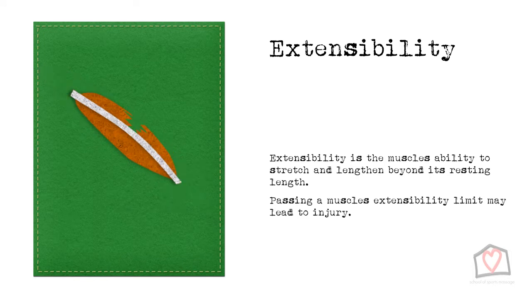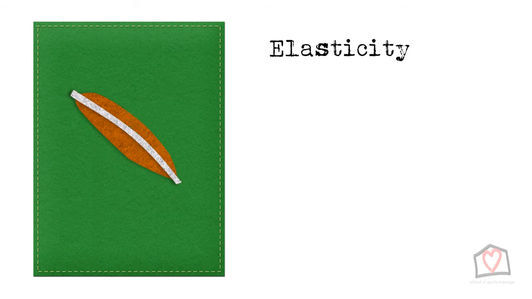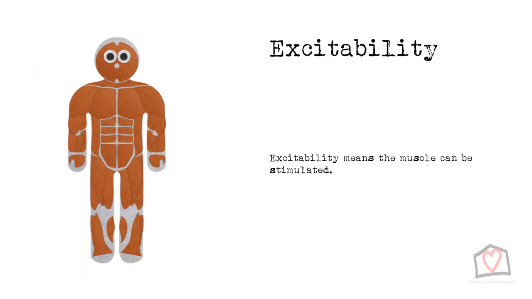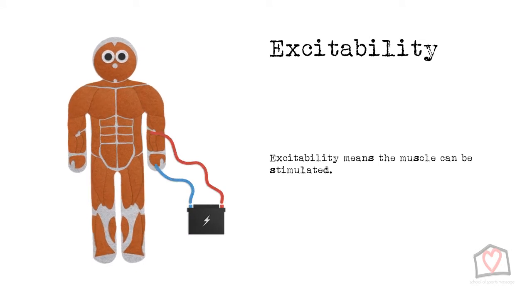Elasticity is the muscle's ability to return to its original shape and length after lengthening or shortening. Excitability means the muscle can be stimulated. In other words, it will respond to a stimulus or message from the nervous system.